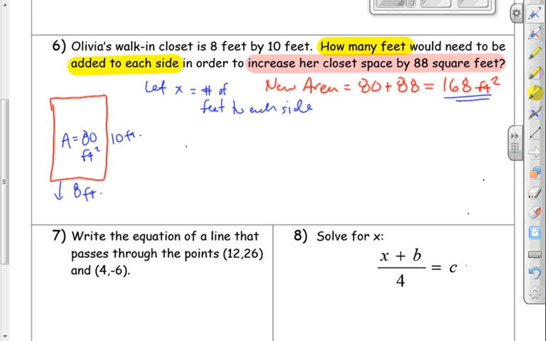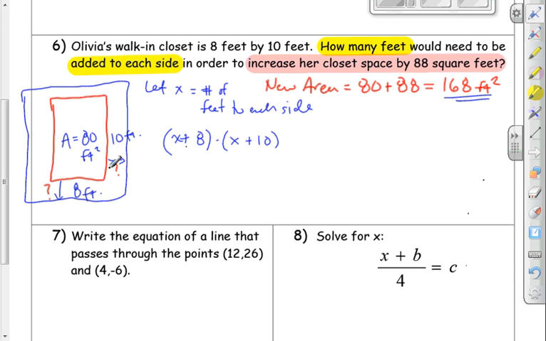So imagine us expanding this rectangular closet out in both directions, and it becomes larger. So not the greatest drawing in the world, a freehand one there, but essentially we're asked to find what this amount is in terms of the expansion. How much would she need to add? Well, that's represented as x. We could have x plus the original 8 feet times x plus the original 10 feet on this side.